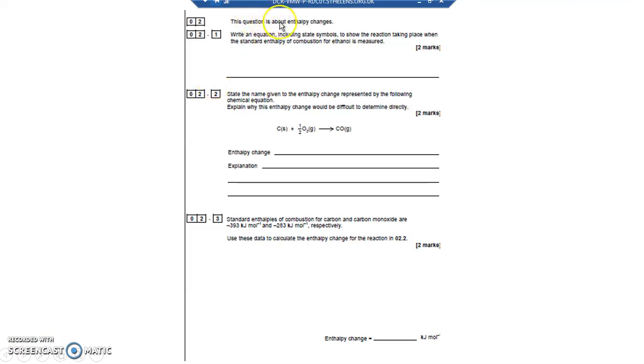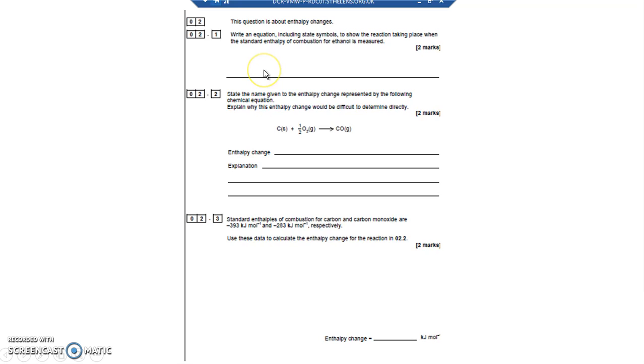Question 2. This question is about enthalpy changes. Write an equation including state symbols. So you have to put S for solid, G for gas, L for liquid, AQ for aqueous or dissolved in water, to show that the reaction takes place when the standard enthalpy of combustion for ethanol is measured.